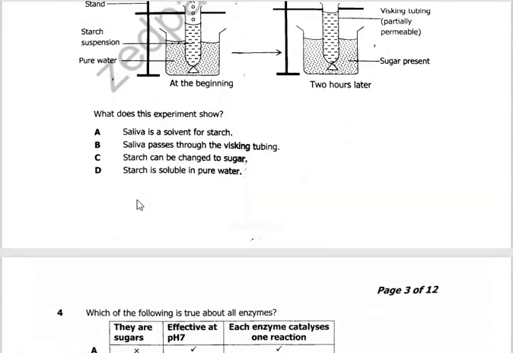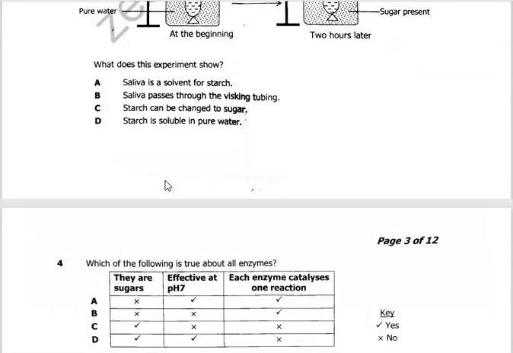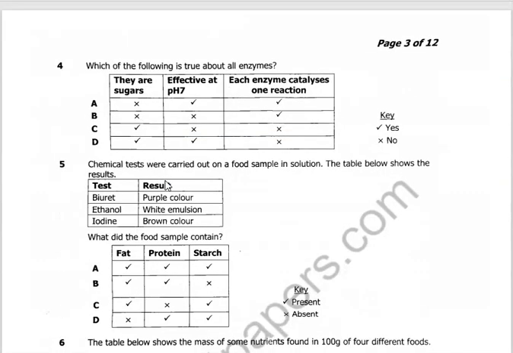This experiment shows saliva is a solvent for starch, which is absolutely wrong. Saliva passes through vascular tubing. Wrong. Starch can be changed to sugar. Is that correct? It is absolutely correct. Why? Because as you can see, we had the starch here, and also we had the sugar present. So it means that this starch can be changed to sugar. So our answer is C. For every question, please feel free to pause the video and try to see if you can also get this.